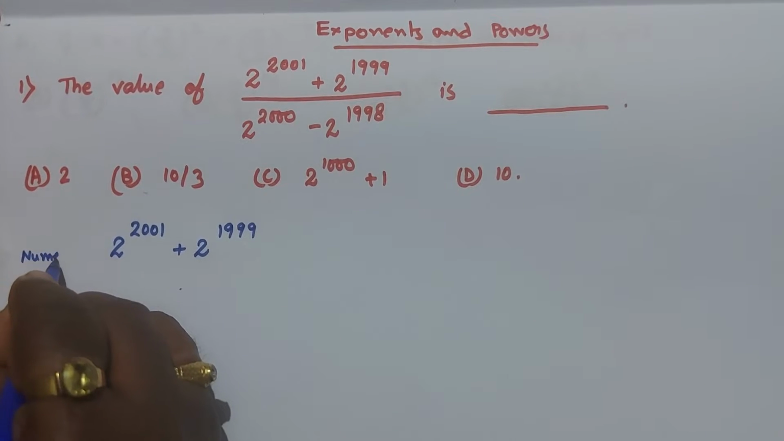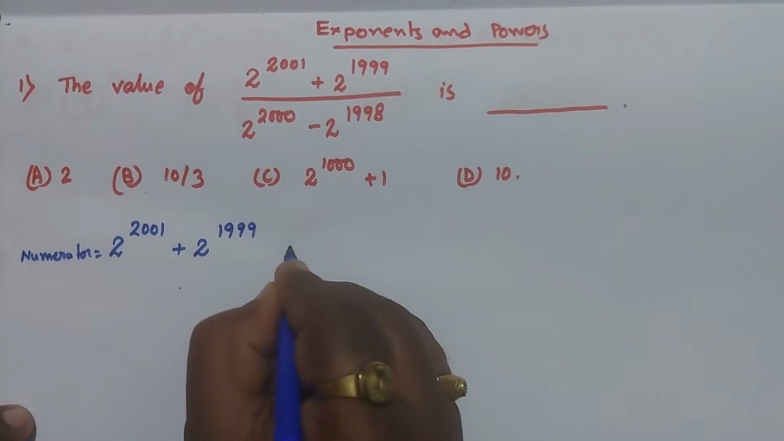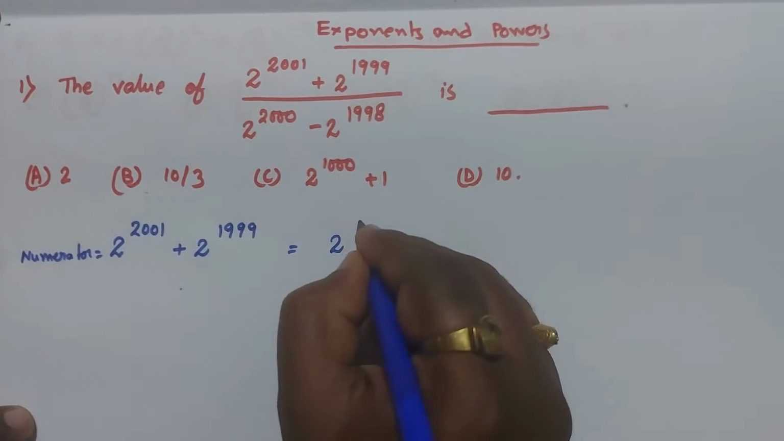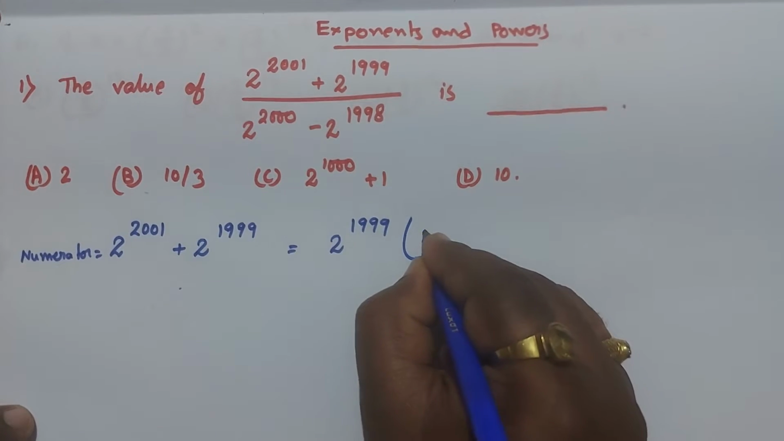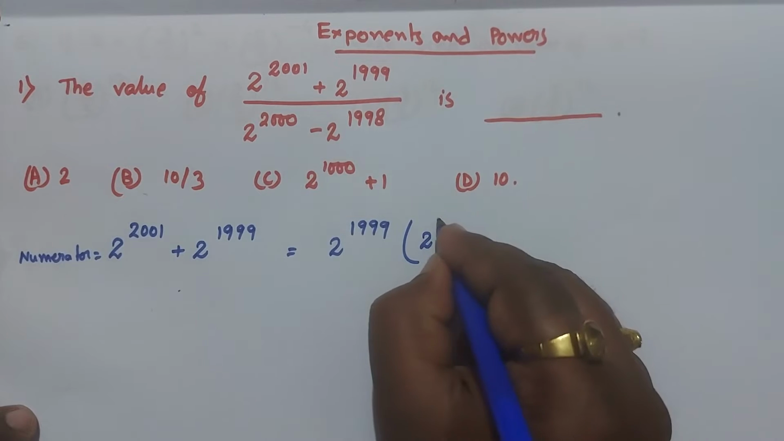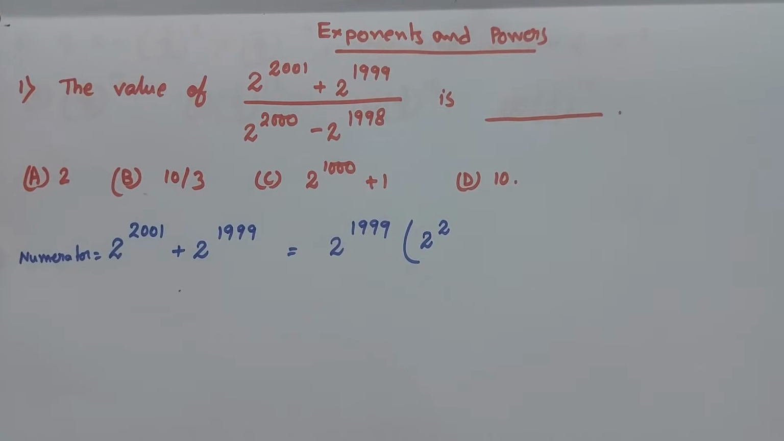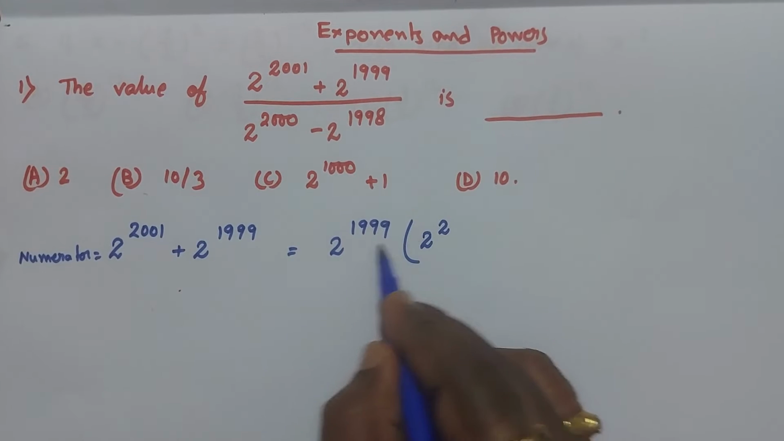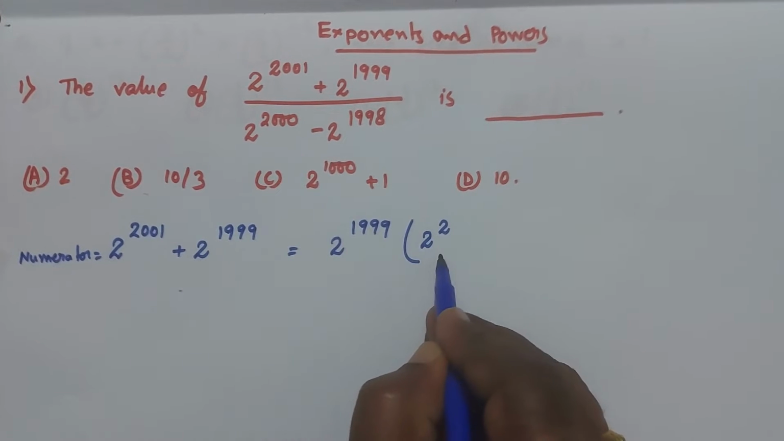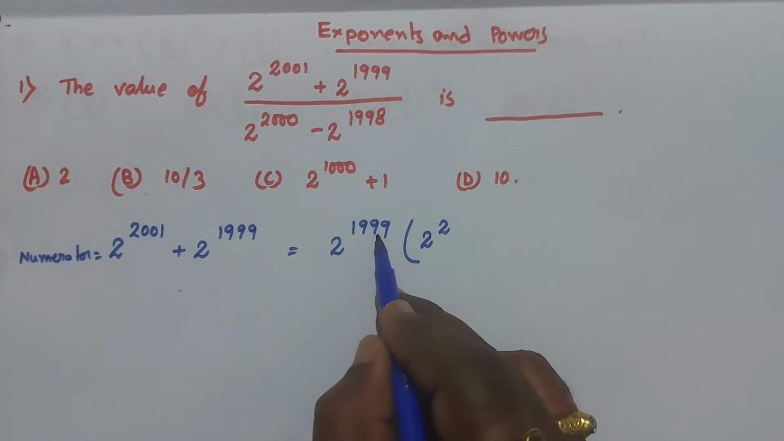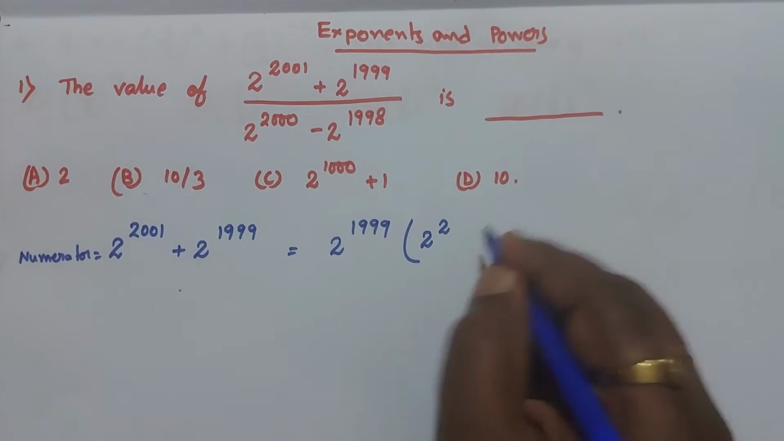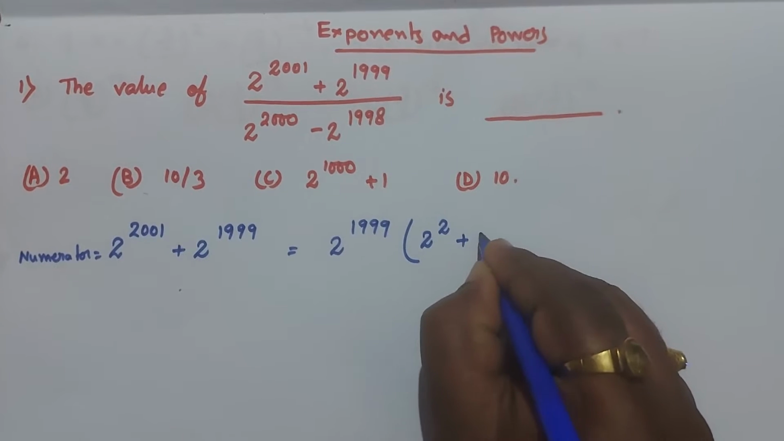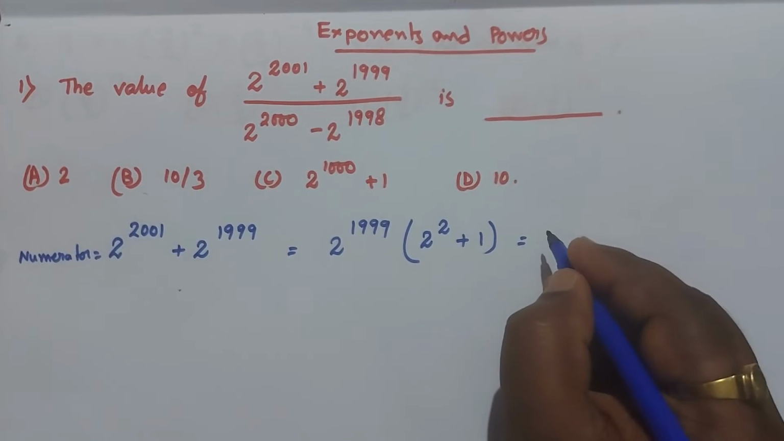So the numerator is equal to this. It will help you. If I take common 2 to the power 1999, then here it will be 2 to the power 2. Since we know that when we are multiplying, the powers are added when the base is the same. Here the base of both is 2, the powers will be added during multiplication. So 1999 plus 2 is 2001. And during division it is subtracted. So plus 1.